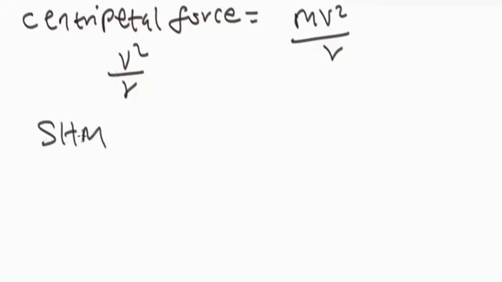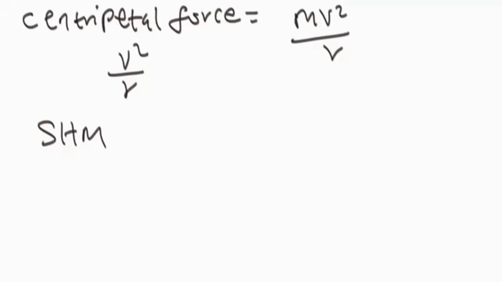Now, simple harmonic motion in physics is basically the periodic motion of a body such that its acceleration is directed toward a fixed point and is directly proportional to the displacement, or distance, from that same fixed point. Right, and there are terms used in simple harmonic motion in physics.